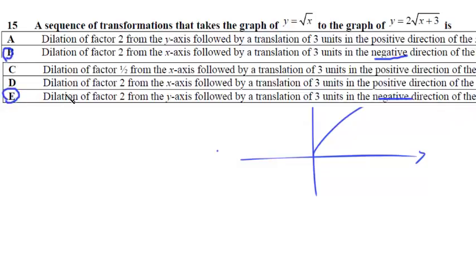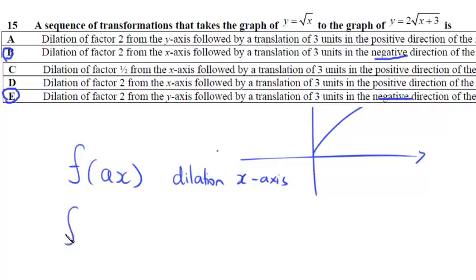Okay, but it says a dilation of factor 2 from the x-axis followed by this, or factor 2 from the y-axis. I think the answer is y-axis. So I'll show you the difference. When you have f of ax, this is a dilation in the x-axis. When you have f of x and an a on the outside, this is dilation in the y-axis. So take a look.